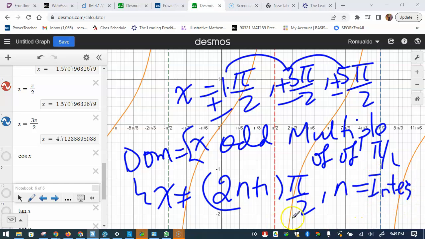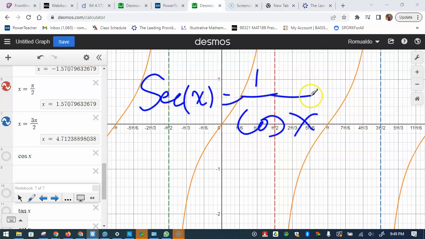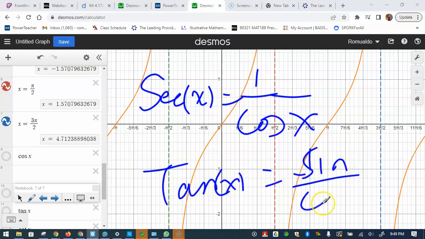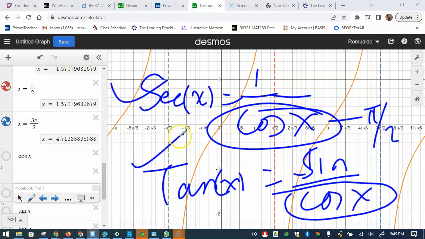Not only for tangent, the same thing also holds for secant. Because if you see, secant is 1 over cosine. What is the definition? Secant is 1 over cosine, right? And tan is sine over cosine. So both have cosine in the denominator. You can't have it, and cosine becomes 0 at odd multiples of pi by 2. So both secant and tangent are affected.